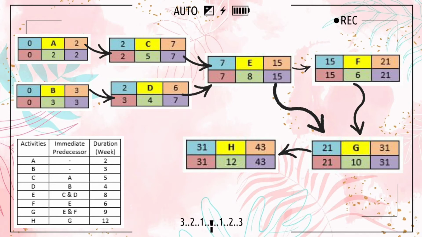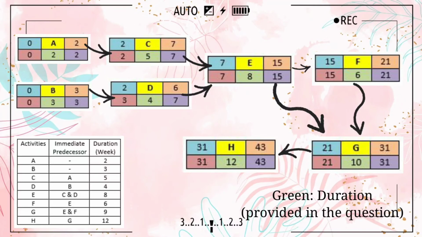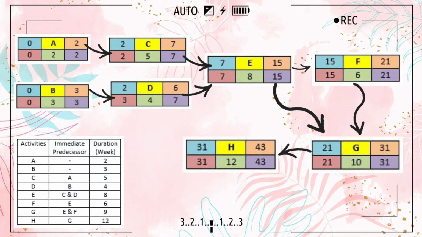So now, we want to know how to fill in the numbers for each box. Okay, the first thing we can do is fill in the green box. For the green box, just fill in the duration as provided in the question. After the green box, now we can move on to the blue and orange boxes. Okay, so for the blue box, we have to start at the beginning. And since A and B are our first activities, we must put 0 on both of the activities. Next, to get the orange box, the blue box must be added to the green box. For example, activity B, 0 plus 3 equals 3.